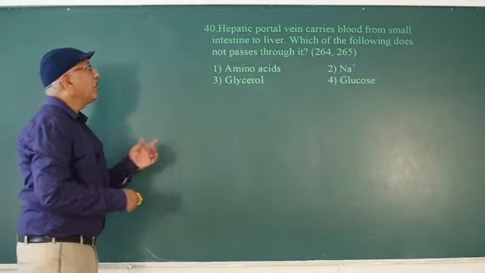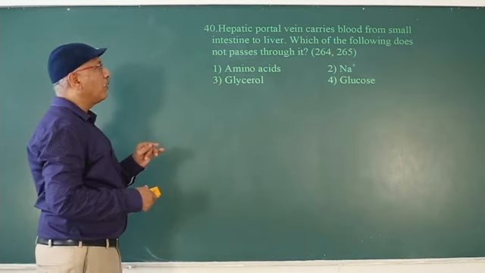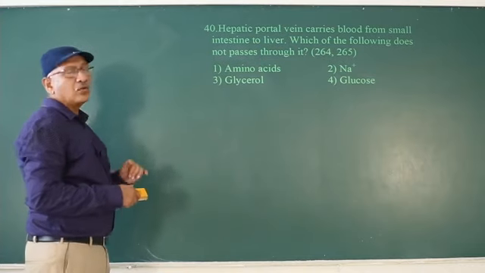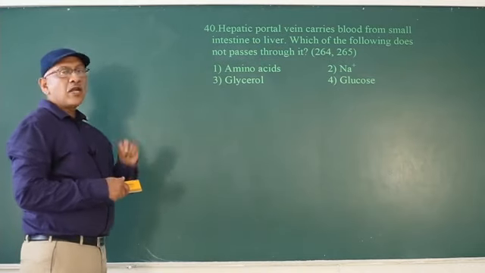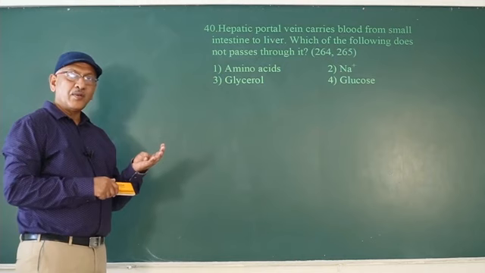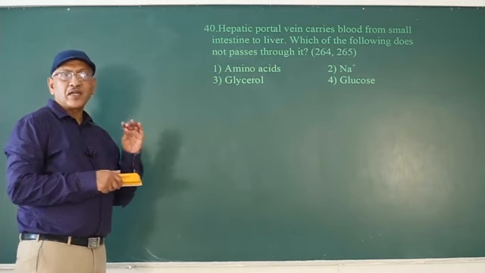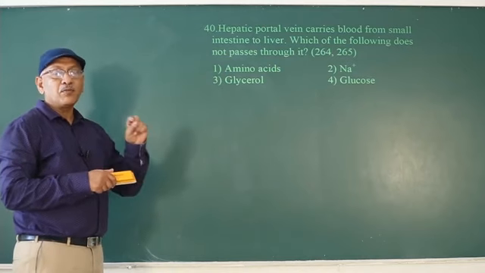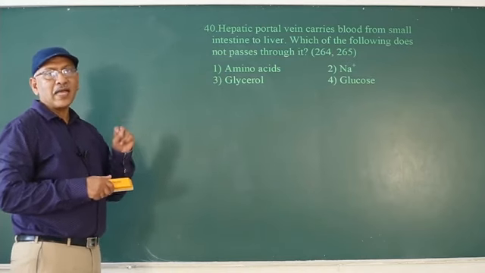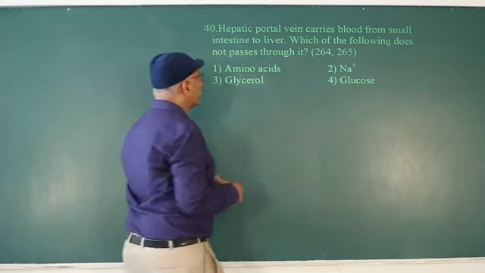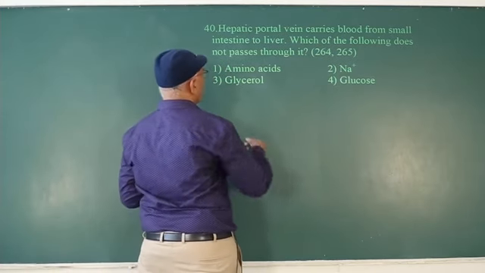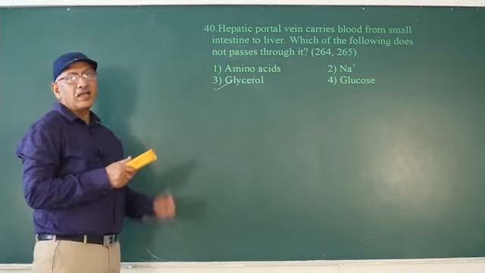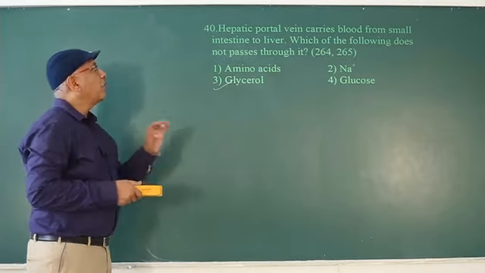Next question: the hepatic portal vein carries blood from the small intestine to the liver. Which of the following does not pass through it? The hepatic portal vein transports digested carbohydrate and digested protein, not fat. Digested fats are macromolecules. They enter into the lacteal. So amino acids correct, sodium correct, glucose correct. Glycerol never passes through the hepatic portal vein.